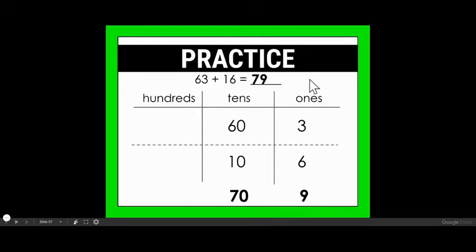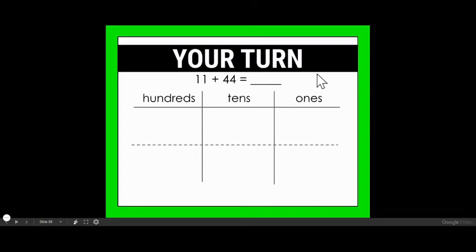79. All right, are you ready to try one with me? Go ahead and get a piece of paper and draw your hundreds, tens, and ones chart, or your HTO chart.